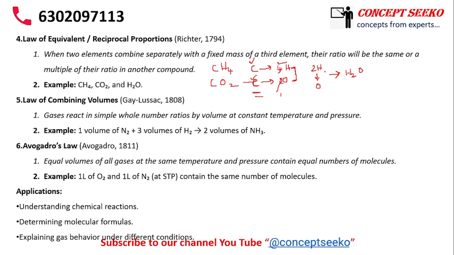Here, either they may react like H4O2, but this compound will not exist, or take a multiple of their ratio, so that means 2 into H2O, a multiple of their ratio in another compound. In case these two react, they form a compound like this. That is the law of equivalent or reciprocal proportions given by Richter in 1794.